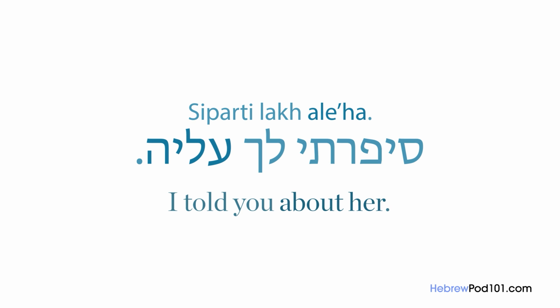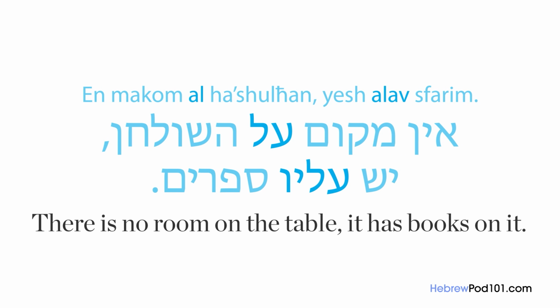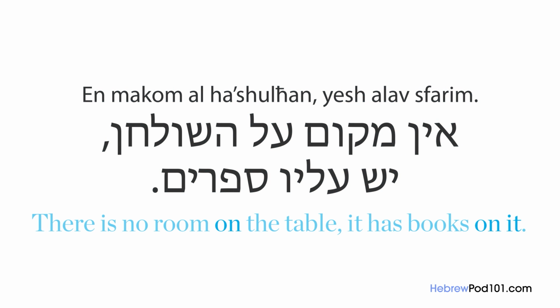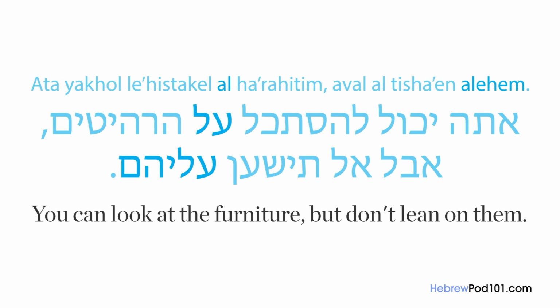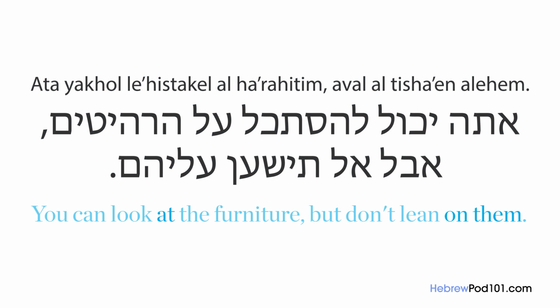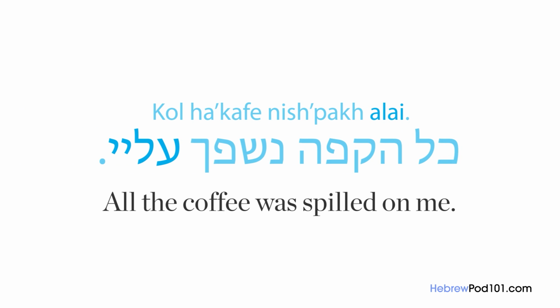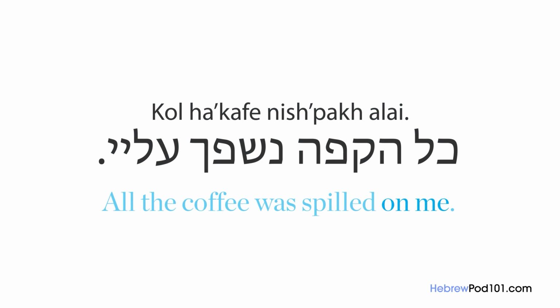סיפרתי לך עליה. I told you about her. אין מקום על השולחן, יש עליו ספרים. There is no room on the table, it has books on it. אתה יכול להסתכל על הרהיטים, אבל אל תישען עליהם. Literally, you can look at the furniture, but don't lean on them. כל הקפה נשפך עליי. All the coffee was spilled on me.